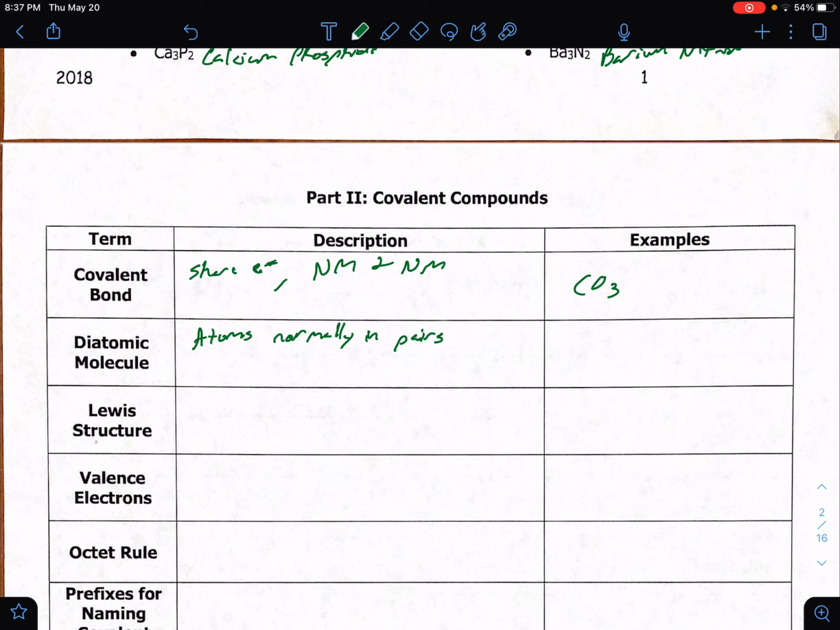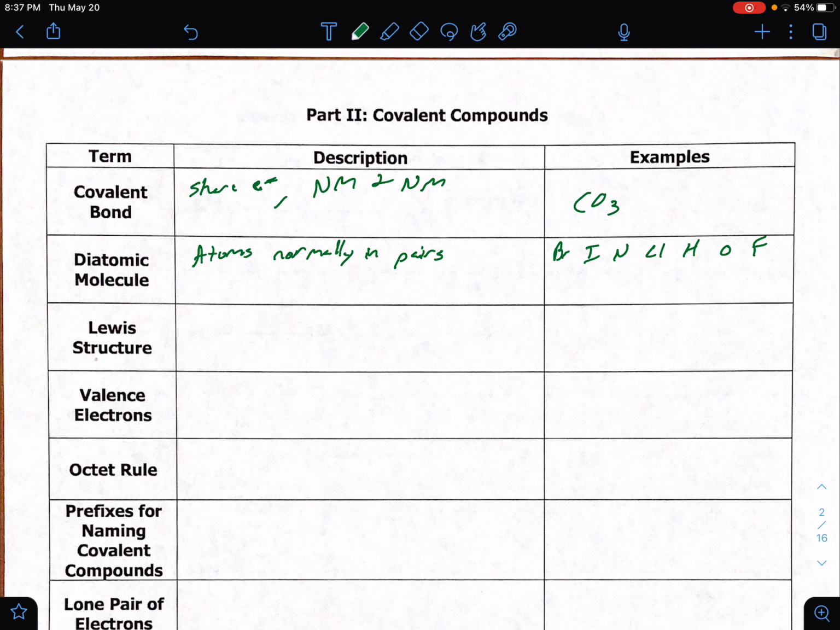My diatomics, the way I'd remember them is Brinkelhoff: Br, bromine; I, iodine; N, nitrogen; Cl, chlorine; H, hydrogen; O, oxygen; and F, fluorine. Brinkelhoff. A Lewis structure is when we have a compound drawn out as what it would look like, with bonded atoms and bonded electron pairs or free pairs. We might need to shake some rust off on some of this in a bit. We'll do more practice on that in a minute.